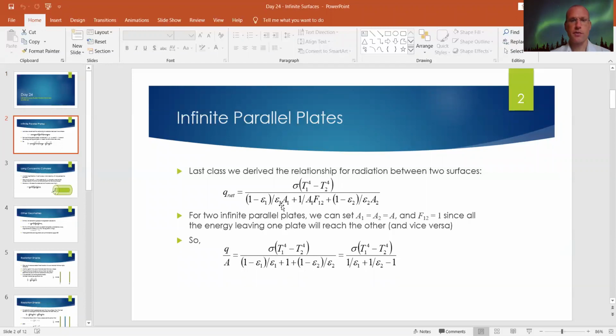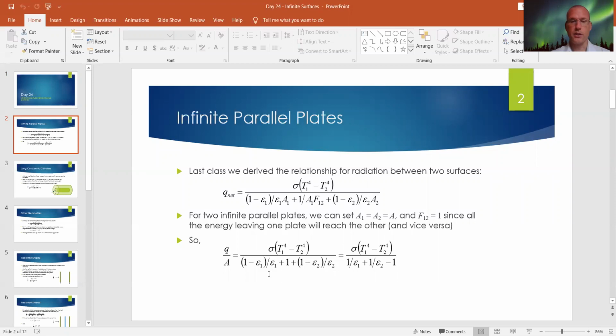So what we can do is simplify this equation a little bit because, again, my A's are the same, A1 equals A2, and I know that F12 is 1. So I can pull that A out and move it to the other side. So Q over A, the energy flux, equals sigma (T1 to the fourth minus T2 to the fourth), over 1 over epsilon 1, (1 minus epsilon 1) over epsilon 1. The second term here just ends up being 1 because, again, the A is taken out and F is just 1. And then (1 minus epsilon 2) over epsilon 2.